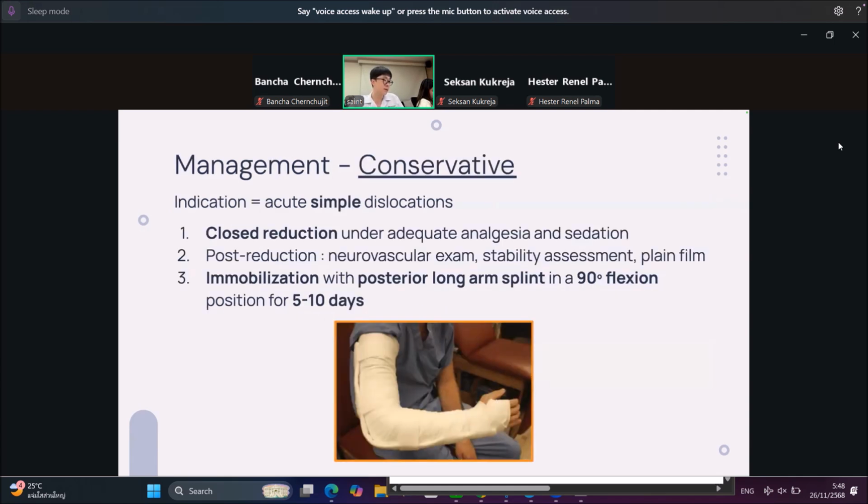So acute simple dislocations are managed conservatively. Closed reduction is performed under adequate analgesia and sedation. And after successful reduction, the neurovascular exam is repeated, the stability is assessed, and the plain film is repeated. And the patient is then immobilized with a posterior long arm splint in a 90 degrees flexion position for around 5 to 10 days.